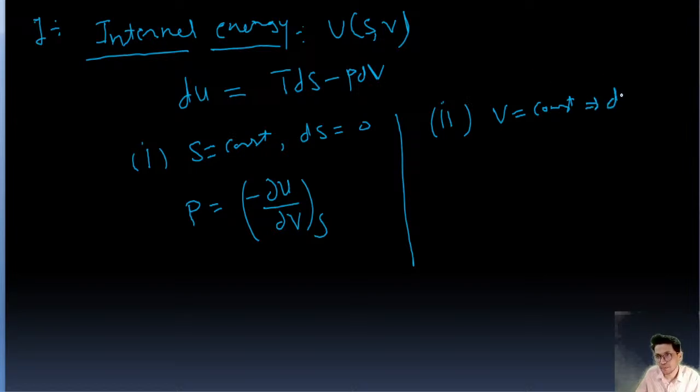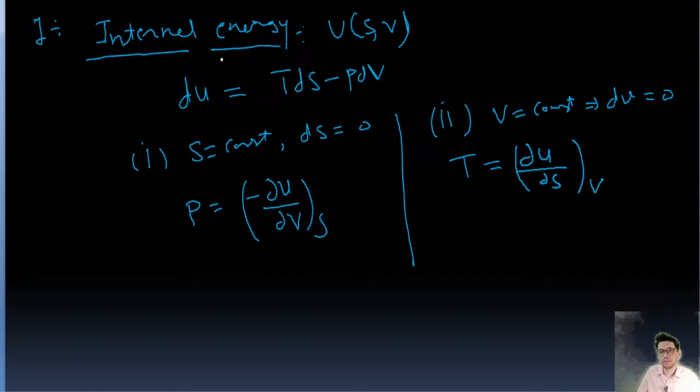Implies dV is going to be 0. So in that case, the value of T is going to be del U over del S at constant volume. Okay, this is the internal energy.